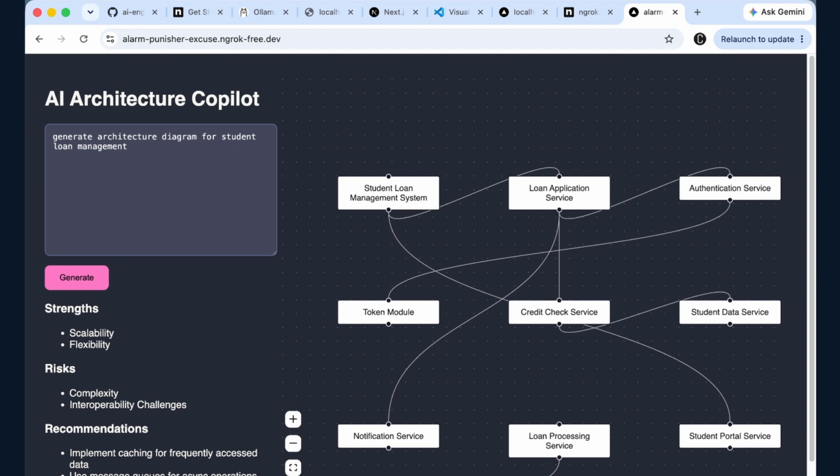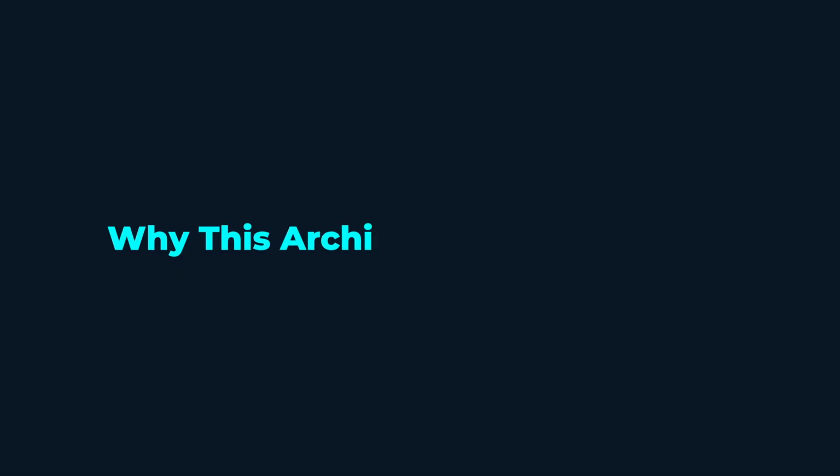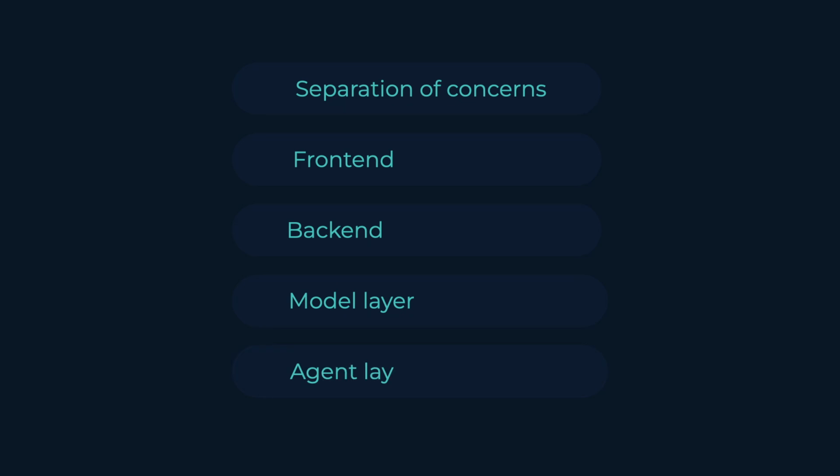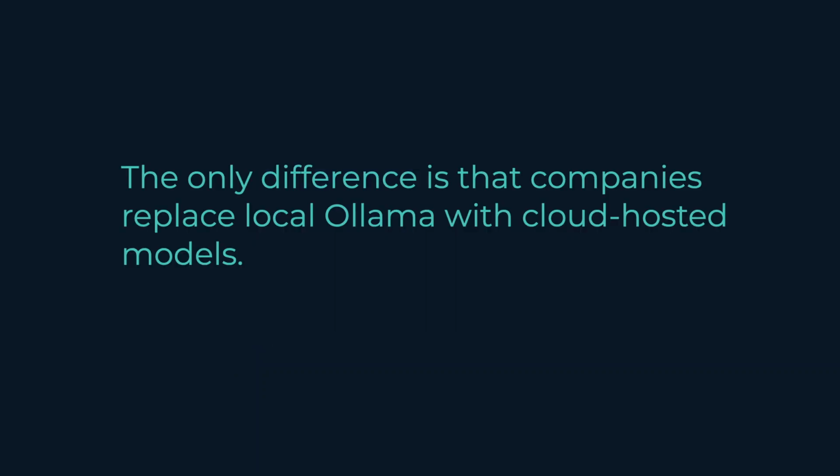So why does this architecture matter? This architecture teaches several important AI engineering concepts: separation of concerns, front-end, back-end, model layer, agent layer. Most production AI systems follow similar principles. The only difference is that companies replace local Ollama with cloud-hosted models. The architecture remains largely the same. That's why understanding this setup is so valuable.